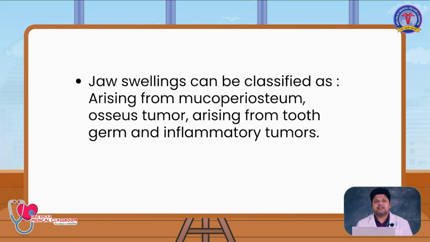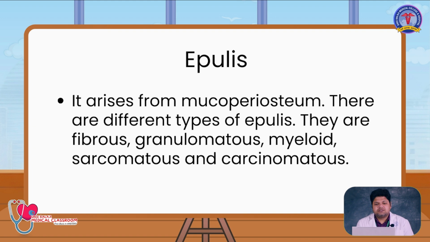The jaw swellings, how do we classify? The main thing is that there are four categories: either it is originating from mucoperiosteum, or it is an osseous tumor, or an inflammatory swelling, or it is from tooth germ. One by one we will see. Arising from mucoperiosteum, we have epulis. Epulis are of different types: fibrous, granulomatous, myeloid, sarcomatous, and it can be carcinomatous also.